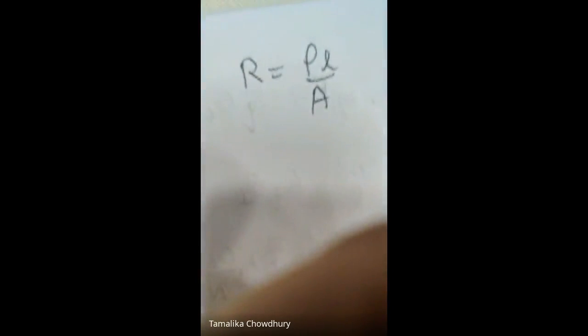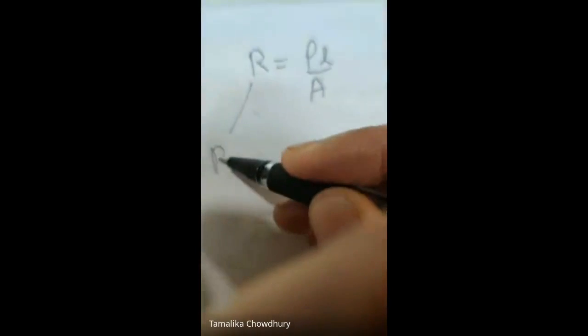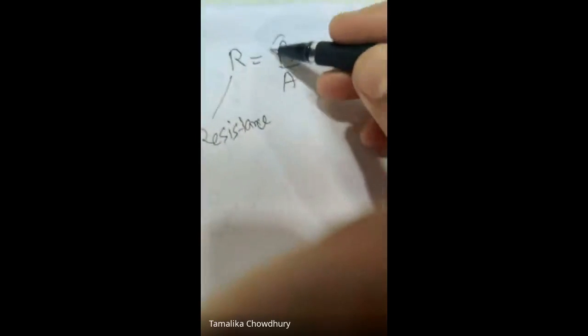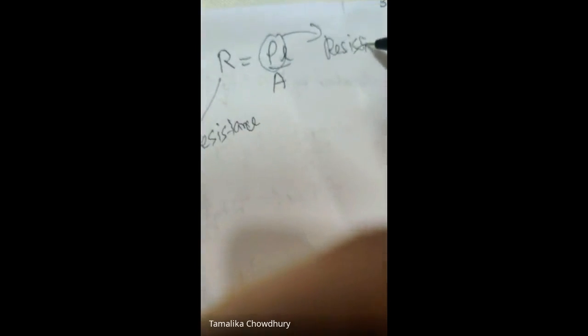Is this visible to you all? I'm writing down, just see whether you understand or not. Earlier, what we saw, R is equal to rho L by A, right? Where R was resistance and this rho was resistivity, right?